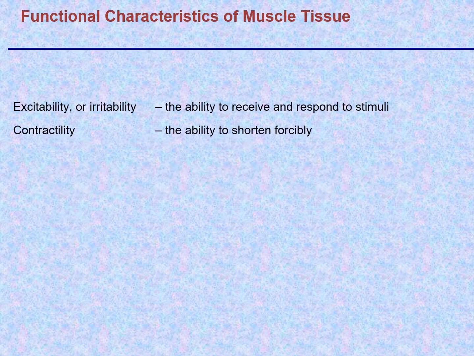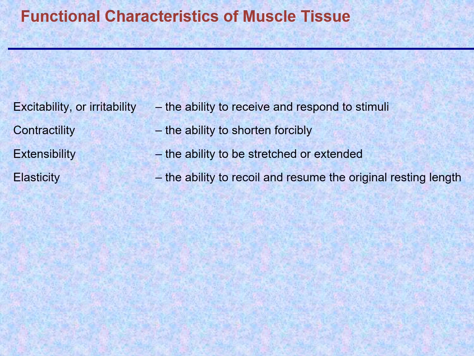Now, the typical functional characteristics of all muscle tissue is that it's excitable or irritable. It shows irritability in that it will respond to stimulus. It is excitable. It's an effector tissue. It's contractile, so it can shorten. It's extensible. It can be stretched out or extended. And it has elastic properties in that it has some degree of recoil, so that it can resume its original resting length after being stretched or contracted.